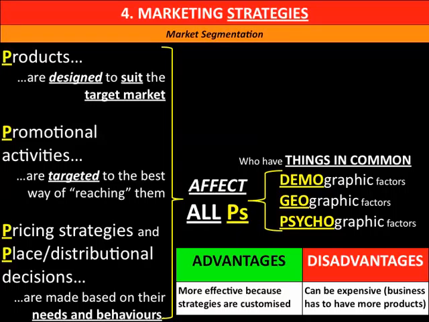Or you might only be aiming at one particular group. Your entire product range might be aimed at one particular group, in which case it's a little bit more risky because you haven't segmented the market further and tried to expand your sales like that. So it can be an expensive process, but it is going to be more effective if you can do it effectively.